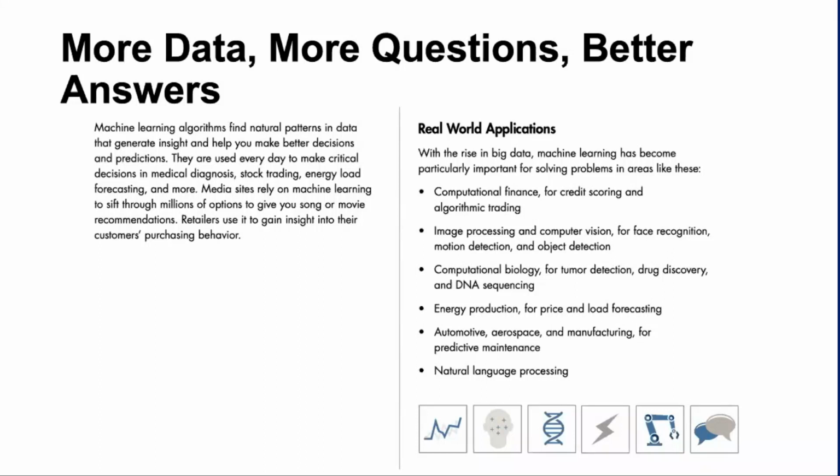So we have, again, several real-world applications here that involve big data analytics, and machine learning has become particularly important in solving such areas such as computational finance for credit scoring and algorithmic trading. Very common po ito, no, sa mga very active when it comes to anything related to stocks. Okay. Image processing, computer vision, face recognition, motion detection, object detection. So mostly images. Computational biology for, let's say, tumor detection, drug discovery, DNA sequencing.